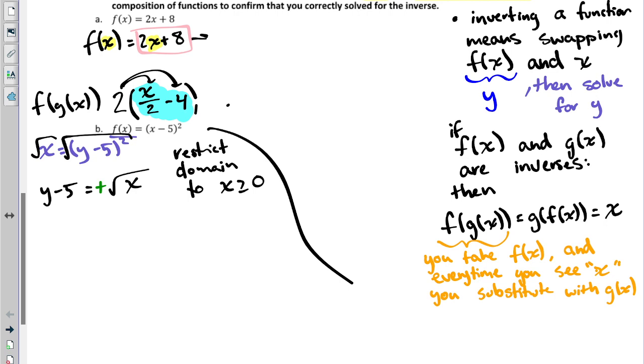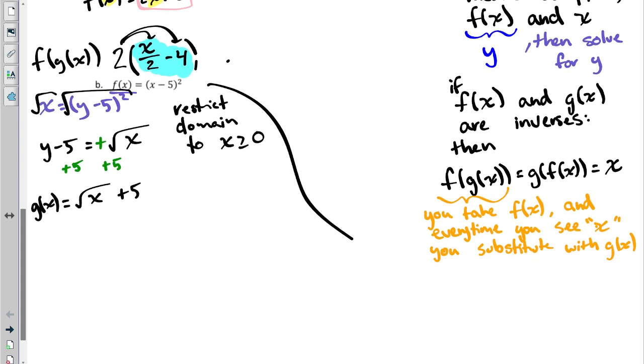Then I need to solve for y. That means I can add 5 to both sides. 5 plus 5. And that means I get y equals the positive square root of x plus 5. Okay? Now, once again, that is my inverted function. So I'm going to rename this one again to g of x, my inverted function. And then this one, my original one, is f of x.